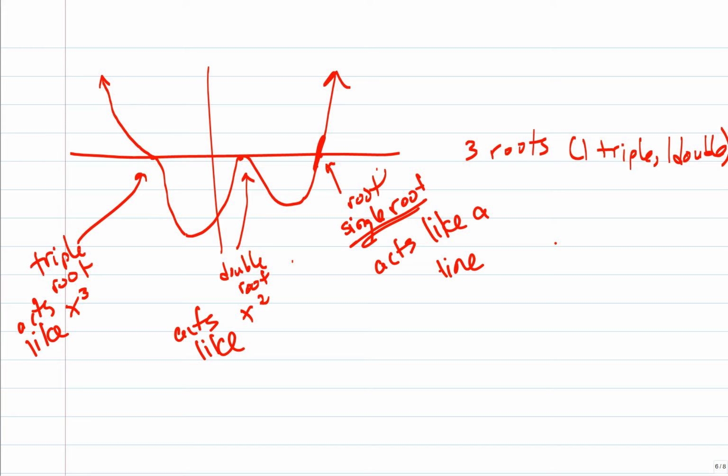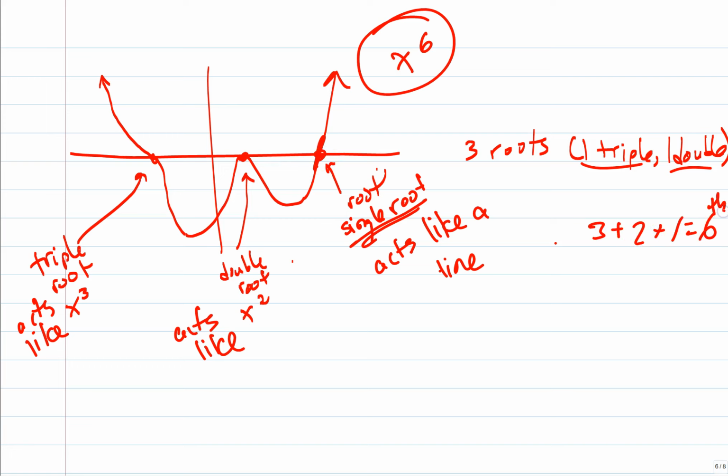How many roots does this have? Well, one, two, three roots in total. One of them is triple, one of them is double, and one of them is single. If I add up all that, that still ends up being x to the 3, 4, 5, 6. This is still an x to the sixth function. It has one, two, three roots, one that's a triple, one that's a double, one that's a single. 3 + 2 + 1, sixth degree function. Okay?